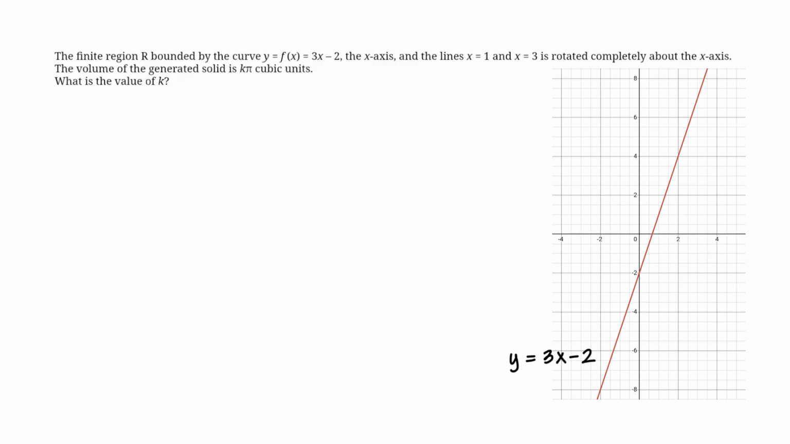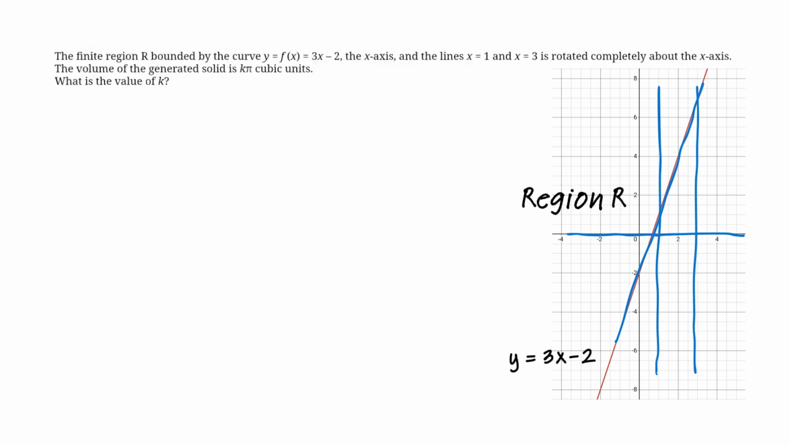First, let's identify region R. This is just the flat 2D area trapped between our curve y is equal to 3x minus 2, the x-axis, and our vertical boundaries at 1 and 3. Think of region R as a shaded trapezoid. The question asks us to rotate this shape completely around the x-axis.